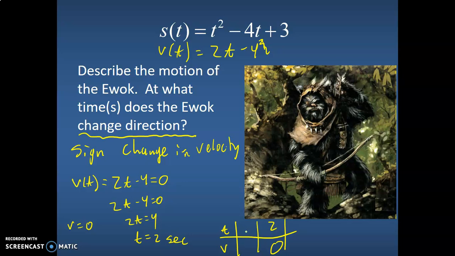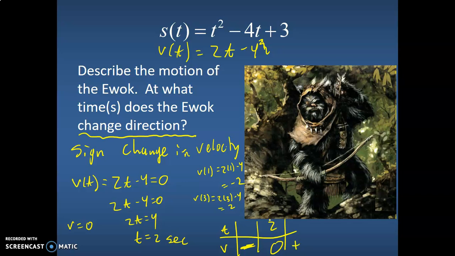So let's plug in a number less than 2, like 1. So v of 1 would be 2 times 1 minus 4, which would be negative 2. Now when I'm making a sign chart, I don't have to put in all the actual values. I just need to show whether it's positive or negative. And then I can look at v of 3, so 2 times 3 minus 4 would be a positive 2.